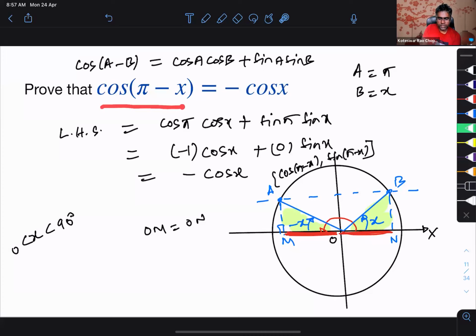So cos of pi minus x is minus cos x. You can see here OM is equal to ON, but since you are in the second quadrant, you need to take it with a minus sign. That is why you get cos of pi minus x as minus cos x. I'll pause here for a minute. Let me know if you have any questions.